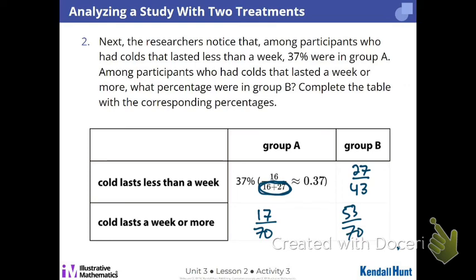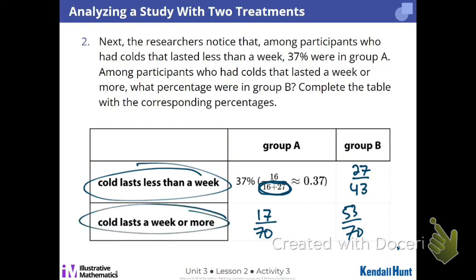Because this is per row, which is saying this top one is of the people that had colds less than a week, group A, group B. Of the people who had colds last a week or more, of A, of B. So it's not the total change. The total is of that row, of this row and this row. Okay?